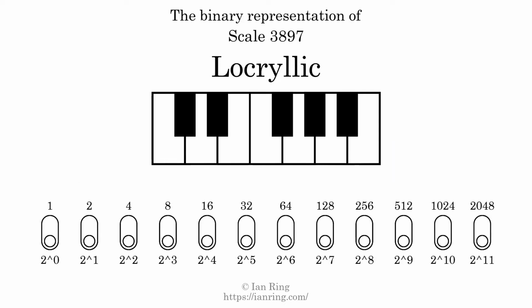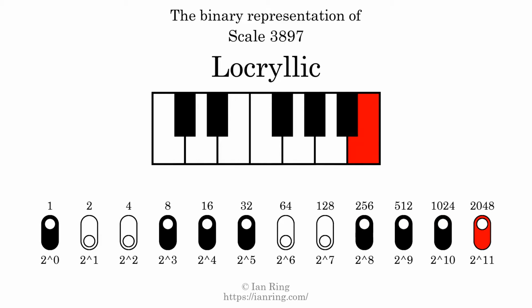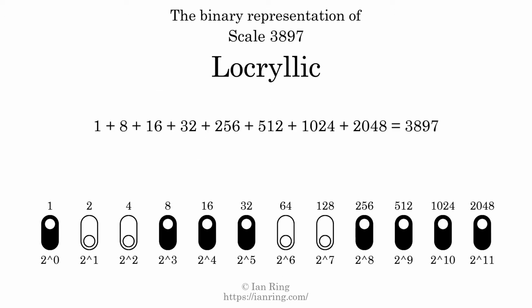The binary representation of this scale is determined by mapping tones of the scale to binary digits. Each binary digit represents a power of 2. To get the scale number, we add the powers of 2 together. The powers of 2 that are present in the scale, all added together, equals 3897.